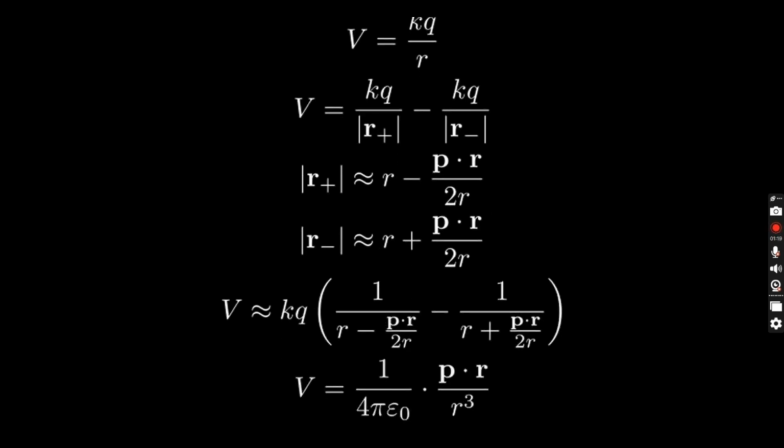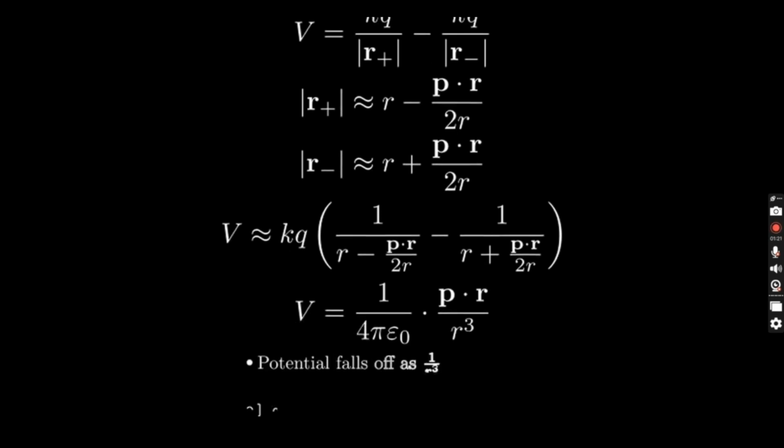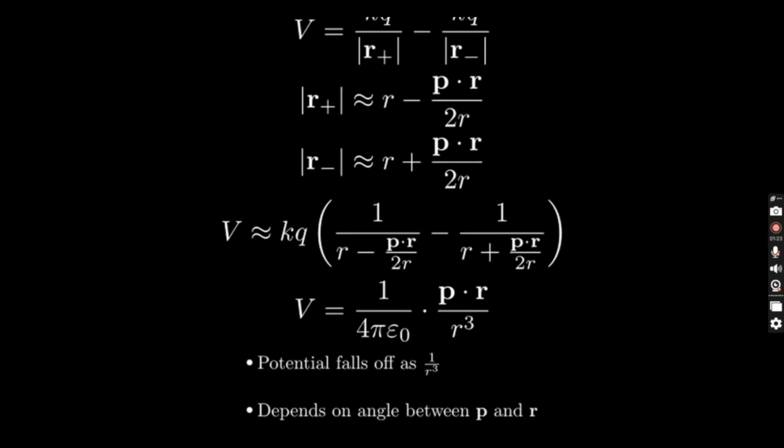This expression shows us two important things. First, the potential falls off as 1 over r cubed, much faster than the 1 over r dependence of a point charge. Second, the potential depends on the angle between the dipole moment and the position vector through the dot product.